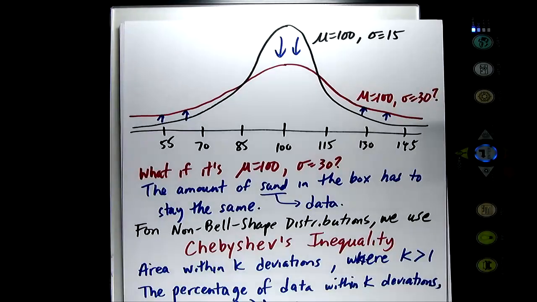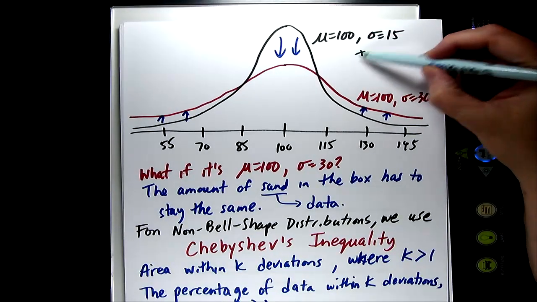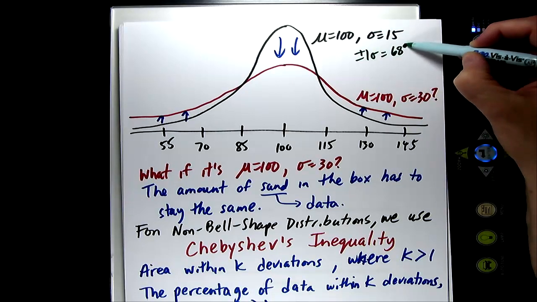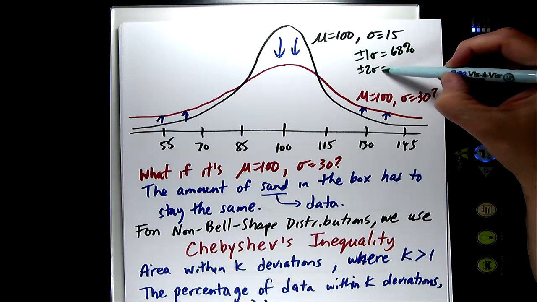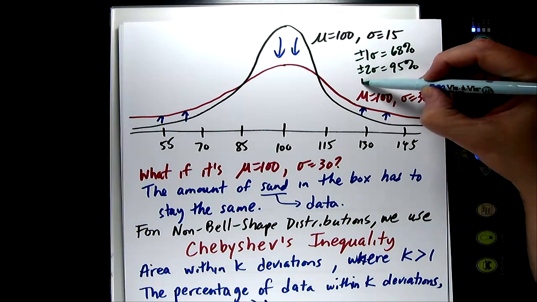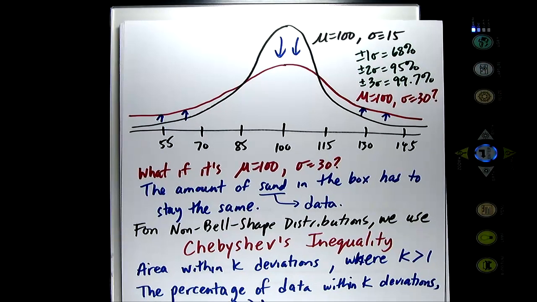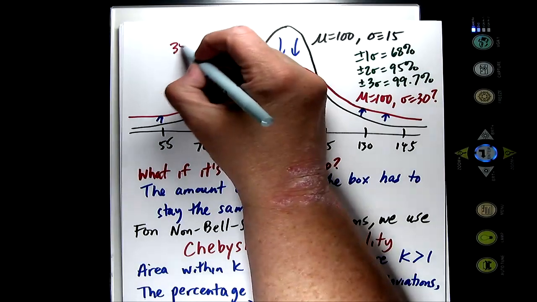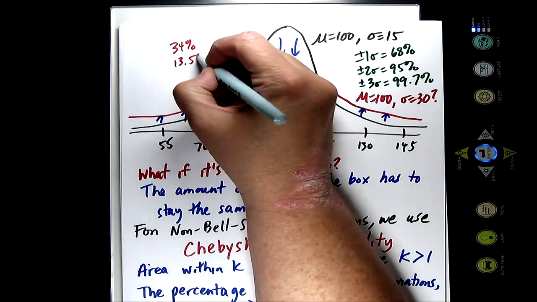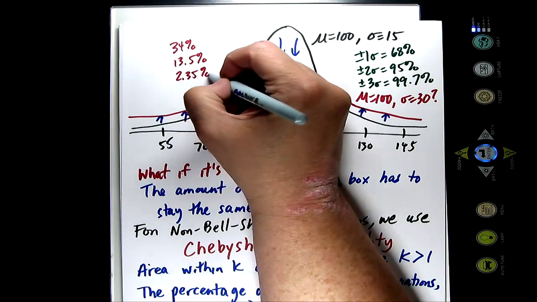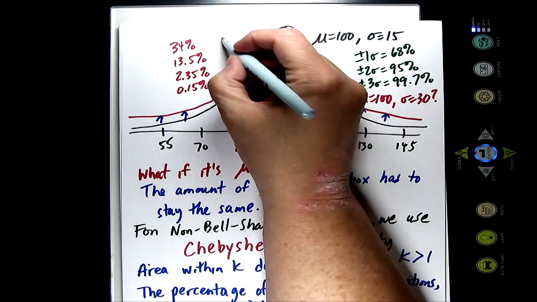If you wanted to make one more note about the empirical rule, plus or minus 1 deviation is 68%. Plus or minus 2 deviations is 95%. Plus or minus 3 deviations is 99.7%. We showed that on the other graph underneath it, but having it all in one area makes it a little easier to remember. And the percentages go 34%, 13.5%, 2.35%, and 0.15% moving outward.